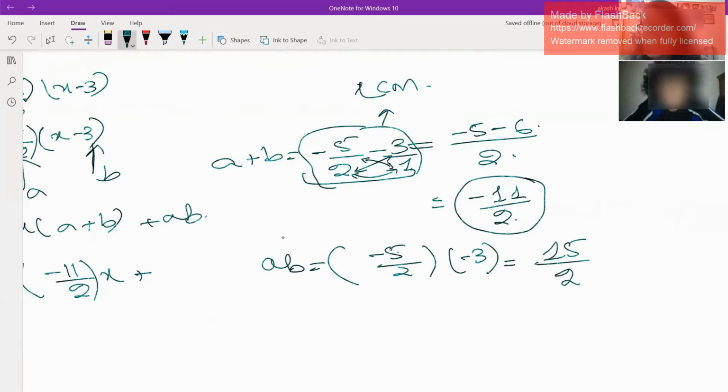Because in the multiplication we multiply the numerators with numerators and the denominators with denominators. So 5 is a numerator and minus 3 is a numerator, so it makes 15 because both the minus signs cancel out. And then we have 2 in the denominator, and the other fraction has nothing in the denominator, it's only 1. So 2 multiplied by 1 is 2, which makes it 15 by 2. Is it clear? Okay, so it is 15 by 2.